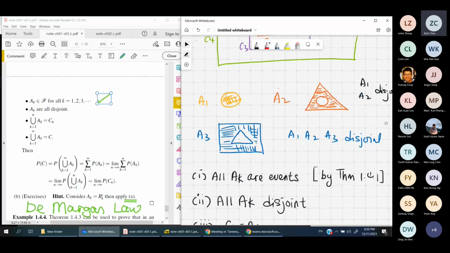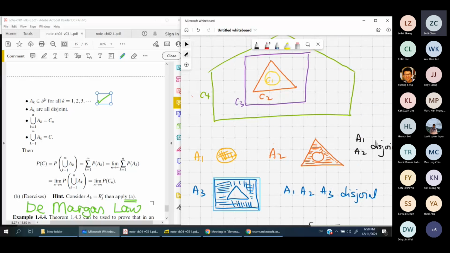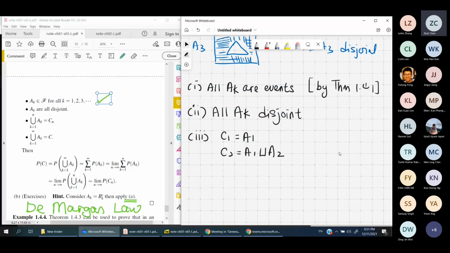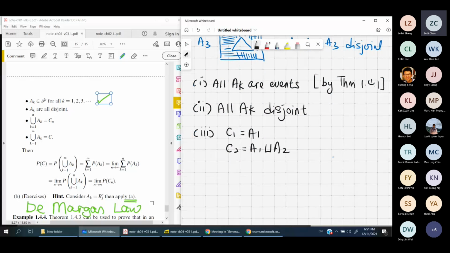So go back to our graph picture here. You can see if we combine A1, A2, we get back to our triangle. So that is our C2, right? If we combine A1, A2, and A3, they fill up the whole rectangle here. So which is actually our C3, right? So I think we can easily get this conclusion, and C3 will be equal to A1, A2, and A3, and so on.